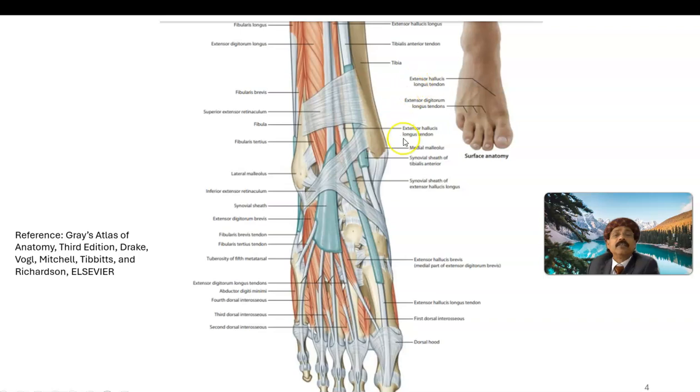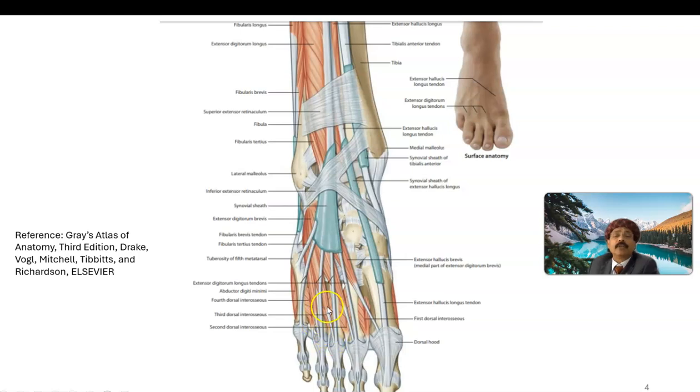Okay, we got that. So, tendons: the tibialis anterior, extensor hallucis longus, extensor digitorum longus, this is the extensor digitorum brevis, and this slip of extensor digitorum brevis is called extensor hallucis brevis. It inserts to the base of the proximal phalanx of the great toe. These small tendons of the extensor digitorum brevis insert to the dorsal digital expansion of the extensor digitorum longus here.